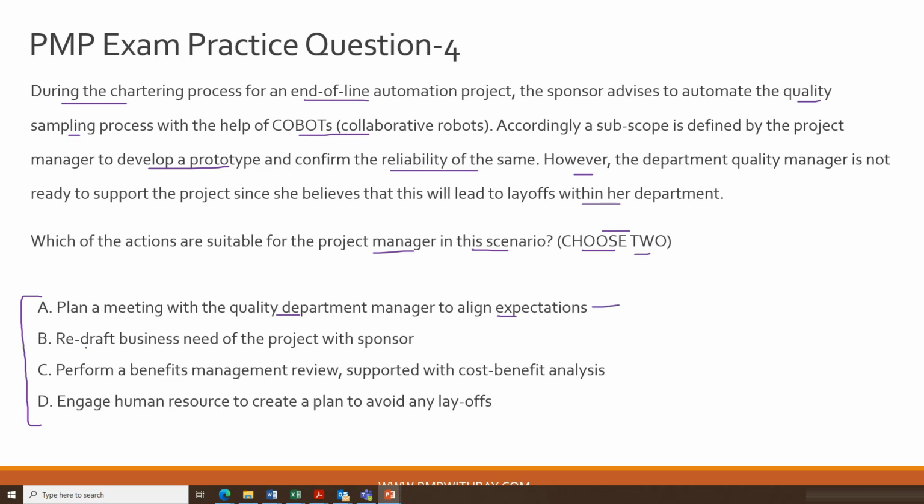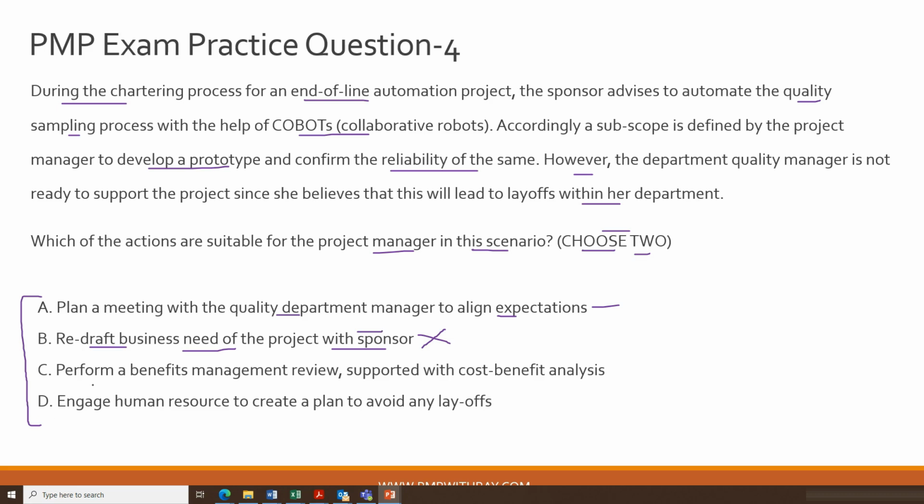Okay. Option B, redraft the business need of the project with the sponsor. Again, it's a very fleeting option, guys. Redrafting the business need means you are essentially saying, okay, hold on, let's look at the project once again and redo the whole business need of the project because one of the stakeholders has raised a concern. Okay, so now that's not a very sensible approach as a project manager. And again, as this option hints towards escalating things to your sponsor without even taking the ownership of trying to solve it yourself first, this is an incorrect option.